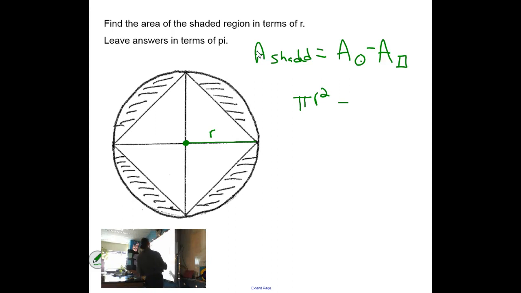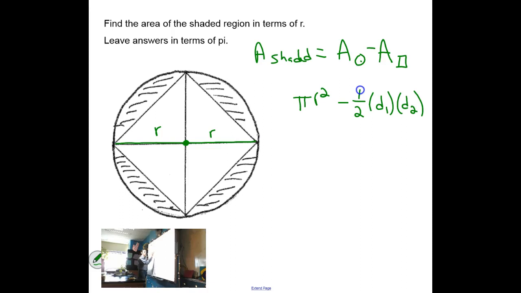So really, the area of this square is 1/2 diagonal 1 times diagonal 2. And I know those two diagonals are the same, right? Okay, so if this is r and this is r, then the full length across it is 2r.